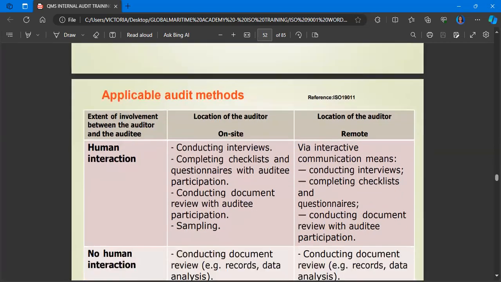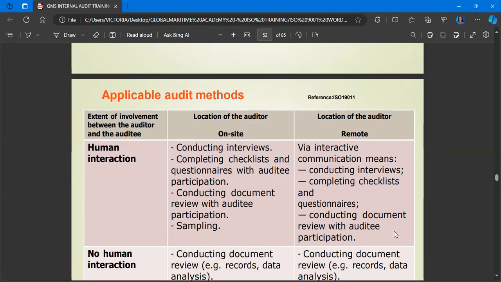Applicable audit method. You have the human interaction. We went through this yesterday. You conduct interviews. You check and complete your checklist or questionnaires with the auditee participation. You also conduct document review with the auditee participation. As I've said before, audit is sampling. You also go around, you observe.